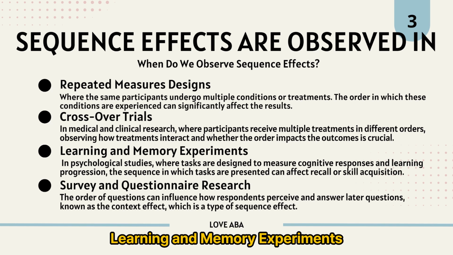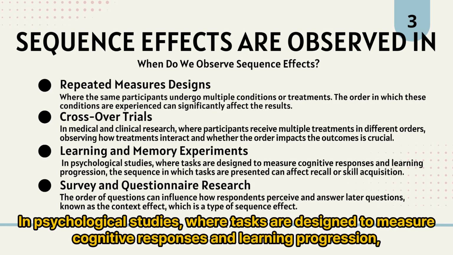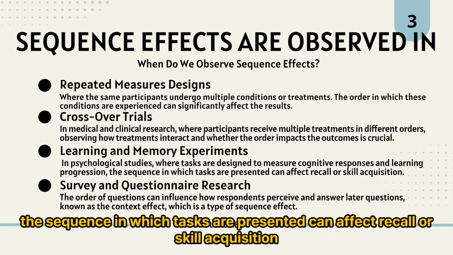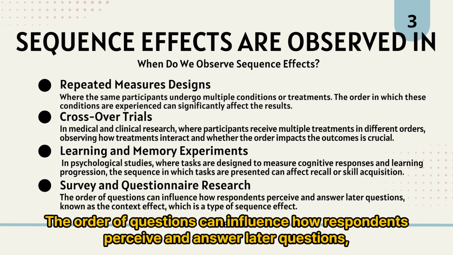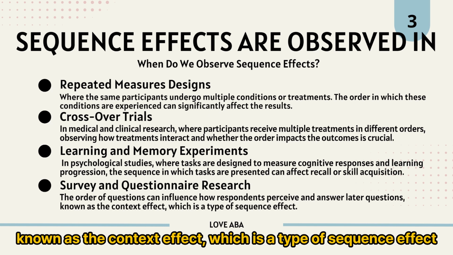Learning and memory experiments. In psychological studies, where tasks are designed to measure cognitive responses and learning progression, the sequence in which tasks are presented can affect recall or skill acquisition. Survey and questionnaire research. The order of questions can influence how respondents perceive and answer later questions, known as the context effect, which is a type of sequence effect.